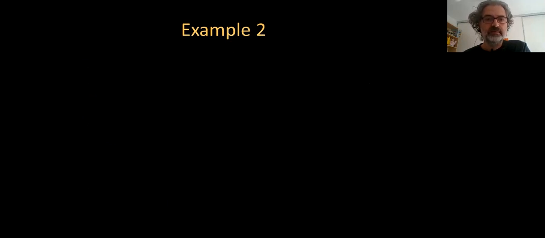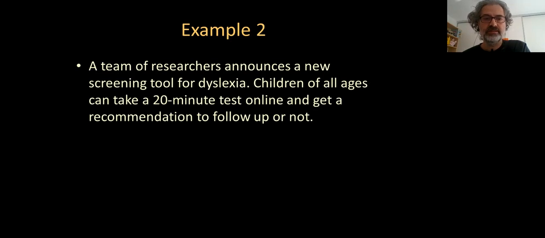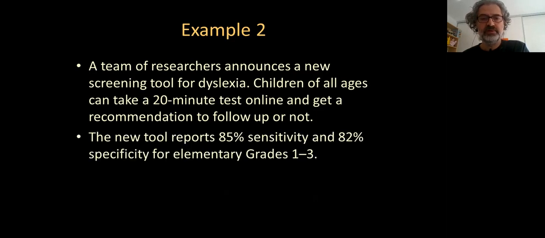In the second example, imagine that you read in the news that a team of researchers has announced a new screening tool to identify children with dyslexia. Supposedly, children of all ages can take a 20-minute test online and receive a recommendation on whether they should be followed up with more extensive evaluation or do not need that. You read about this tool and see that it reports an 85% sensitivity and 82% specificity for the first grades of elementary school.